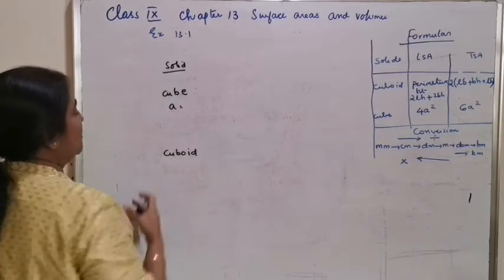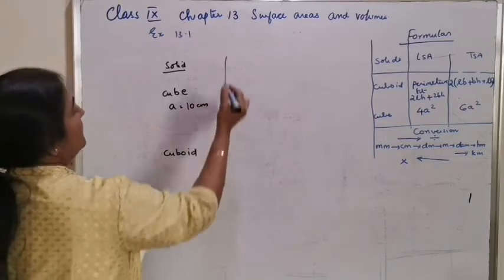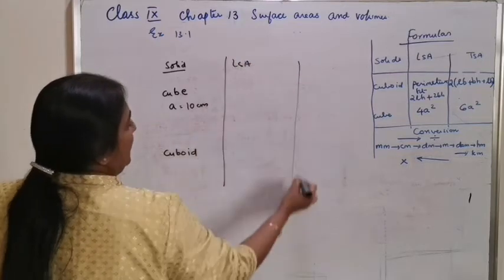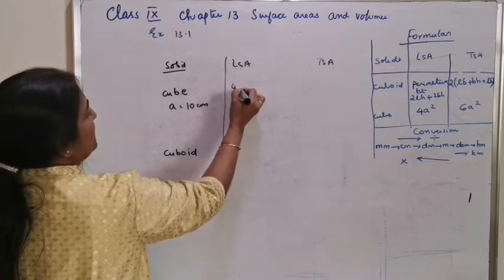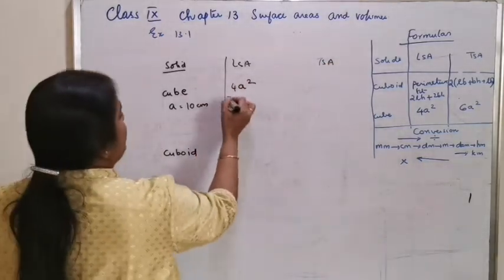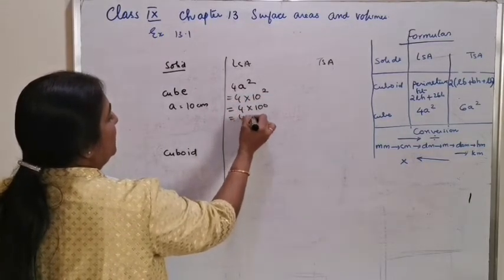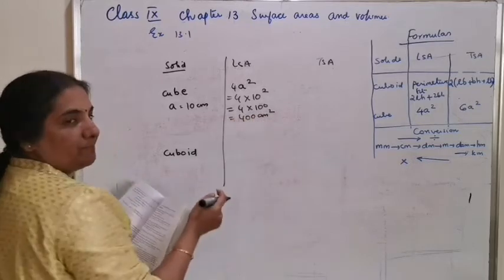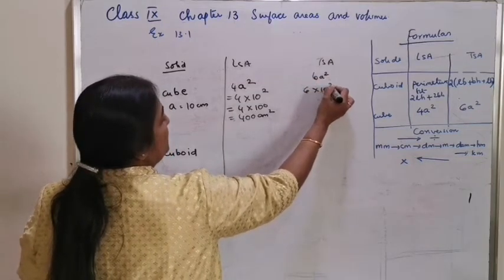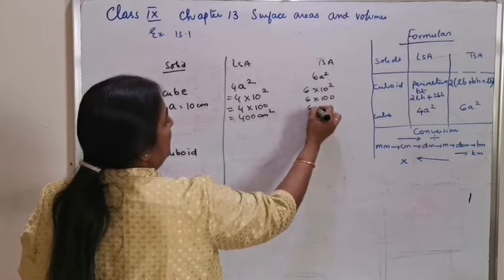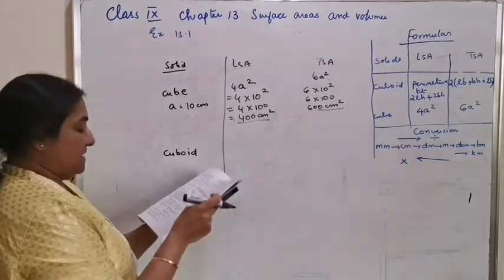The dimension of the cube is a equal to 10 centimeter. Let's calculate the lateral surface area and the total surface area. Lateral surface area of a cube is 4a square, which is equal to 4 into 10 square, 4 into 100, which is equal to 400 centimeter square. Total surface area is 6a square, which is equal to 6 into 10 square, 6 into 100, or 600 centimeter square.